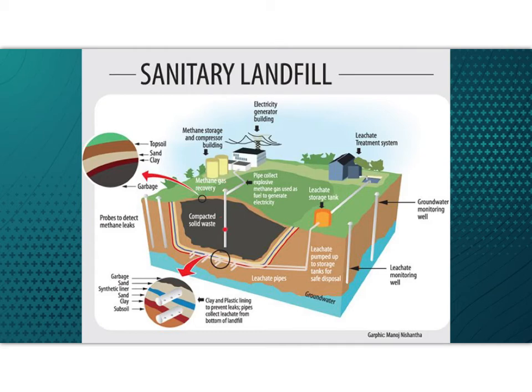We also see that we have a methane gas pipe here. The pipe can collect this methane gas, and it can be used to produce electricity. We can see that it's contained. It is not affecting our groundwater, and we are looking to always make sure that it is staying within the barriers we've provided.